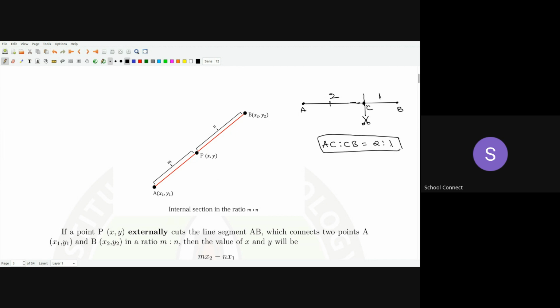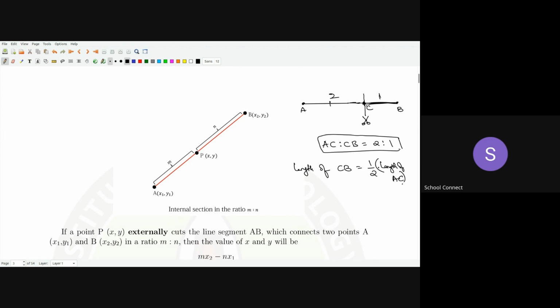So what this means is the same thing we have just discussed. Two parts go into the AC region and one part goes to CB. Or in other words, if I have to talk in lengths, the length of CB is actually equal to half the length of AC.